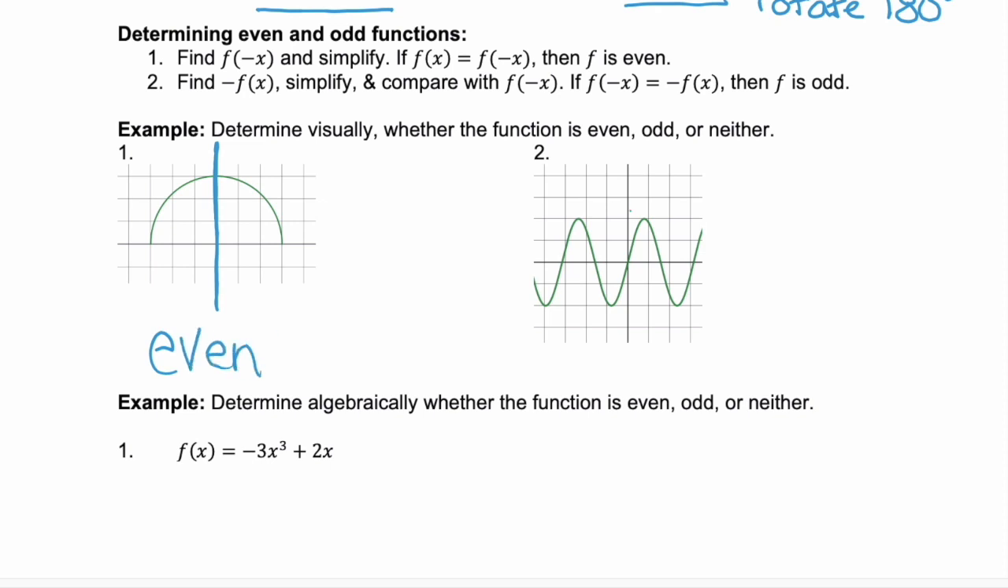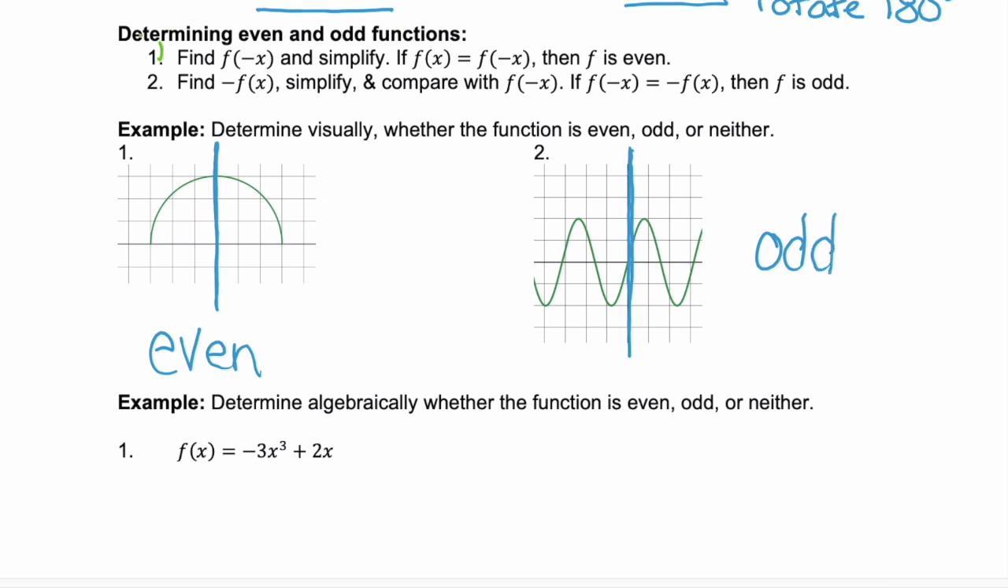Now, let's do the same for number 2. If I fold on the y-axis, this isn't the same image on both sides. So it's not even. But if you have this on paper and you turn your paper 180 degrees, you're going to see that this graph stays exactly the same. So this is an odd function.